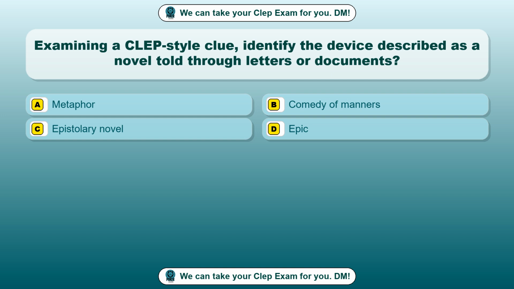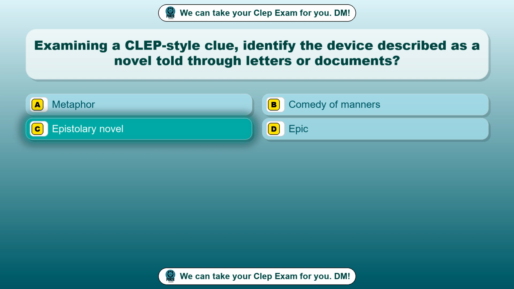Question 97. Examining a CLEP style clue, identify the device described as a novel told through letters or documents. Option A. Metaphor. Option B. Comedy of manners. Option C. Epistolary novel. Option D. Epic. The correct answer is option C.